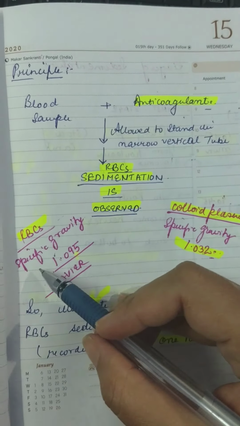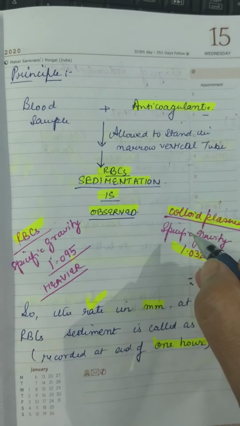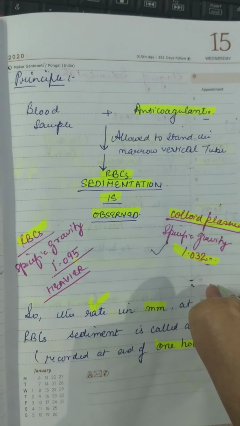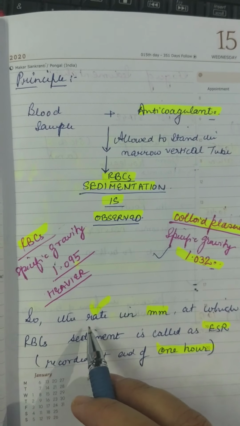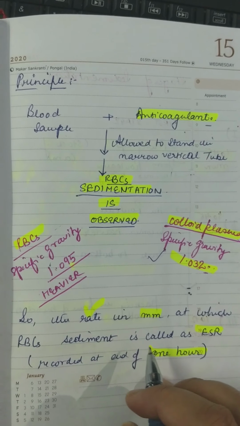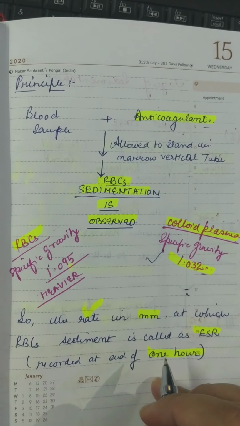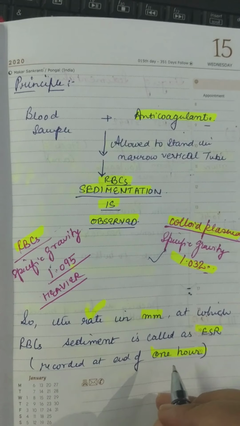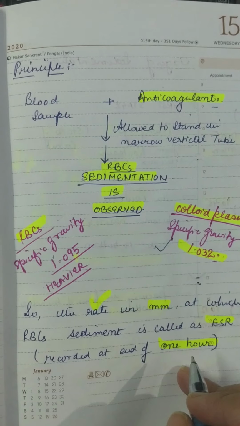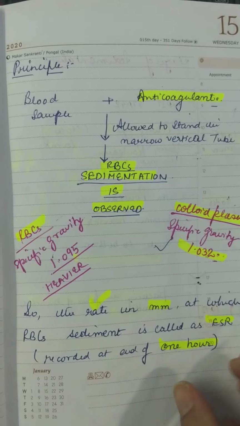RBCs have a specific gravity of 1.095, which makes them heavier as compared to colloidal plasma, which has a specific gravity of 1.032. So we can say the rate in mm at which the RBCs sediment is called ESR, and it should be recorded at the end of 1 hour. Here pay attention, we are not talking about per hour. Here we need to report the result at the end of the first hour, or 1 hour.